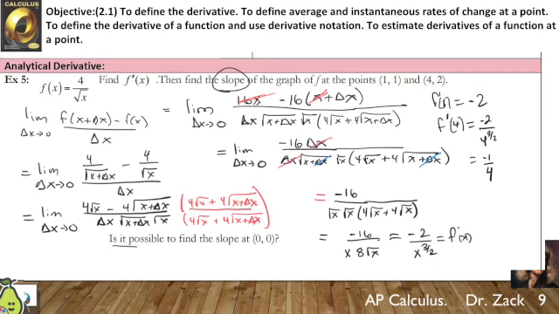Last part, is it possible to find the slope at (0, 0)? So if I were to take my (0, 0), substitute it in, f prime at 0, it looks to me like you're trying to divide by 0. Are we allowed to divide by 0? No. Not only that, if you take a look at the original problem, is f at 0 actually equal to 0?